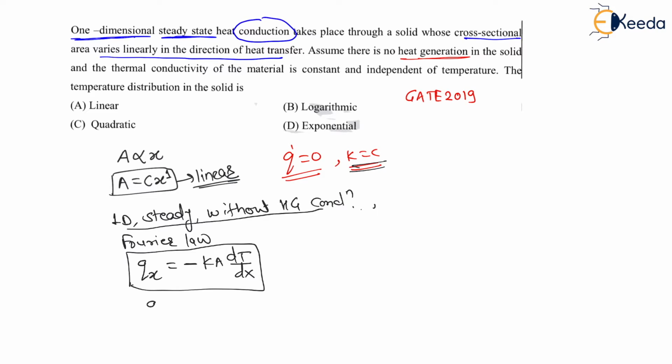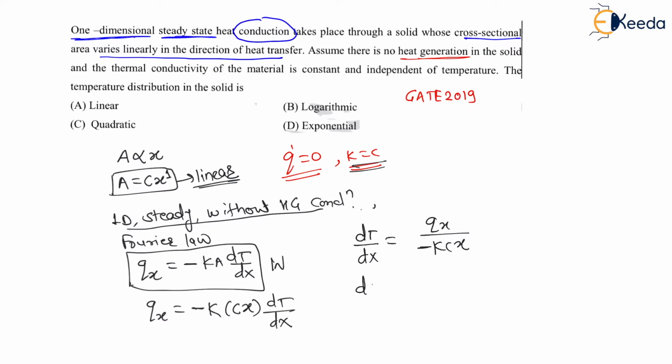So, my dear students, this heat transfer along x direction in watt will be equal to minus k, area is some constant into x, dT by dx. Now, here our target is to find this temperature profile, the temperature equation. Therefore, here we can say dT by dx will be equal to, if I take this on right side, Qx divided by minus kCx. Therefore, dT is equal to, let us write Qx as Q only, Q divided by minus kC into 1 upon x dx, if I separate the variables. This is how we can write.